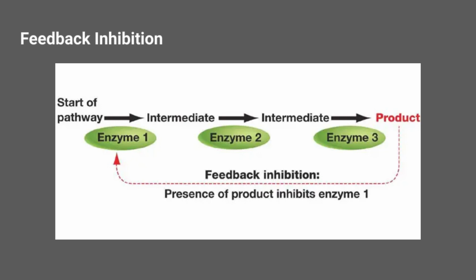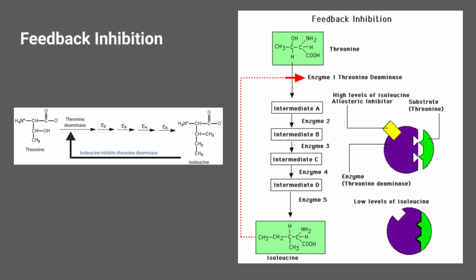It's an efficient method to regulate an overall pathway, and a great example of this is threonine deaminase, in which the enzyme threonine deaminase is used to convert threonine through 5 overall enzymes into the product isoleucine. When there's a lot of isoleucine, more of it isn't needed, so isoleucine acts as a non-competitive inhibitor to threonine deaminase by binding to the allosteric site. When it does that, it turns off the pathway. It blocks it from continuing to produce more isoleucine, so it's kind of like a regulated off switch. It's really an efficient way to ensure that excess products are not being produced.